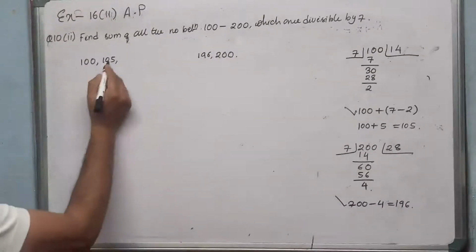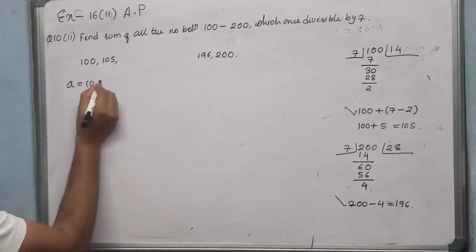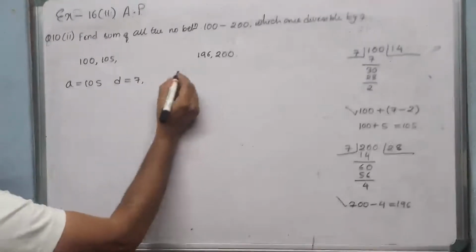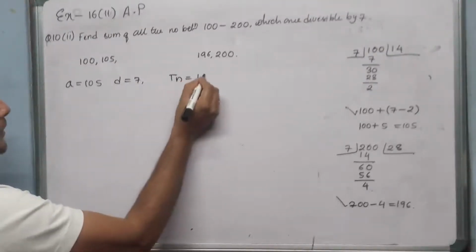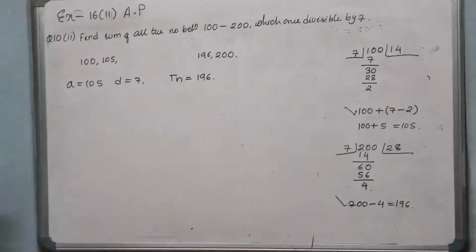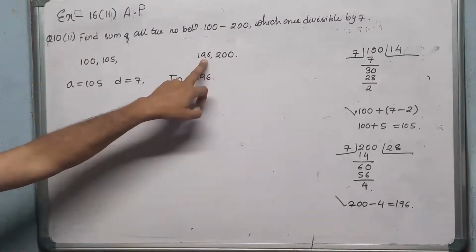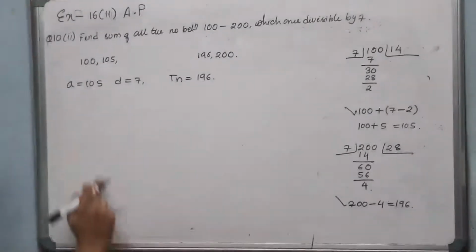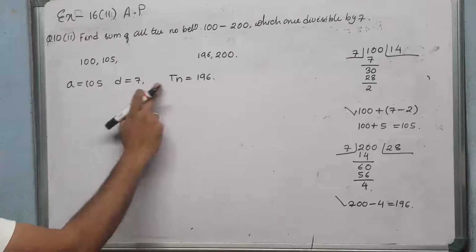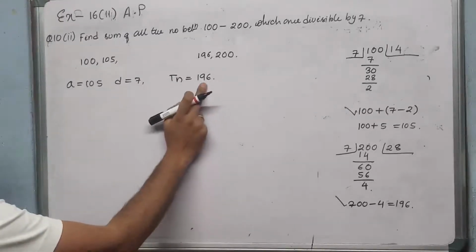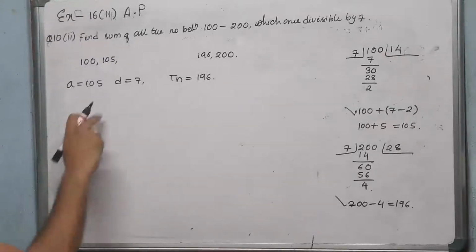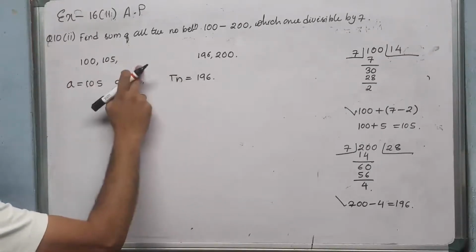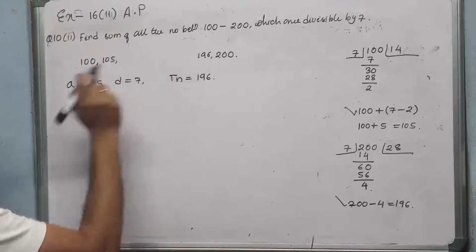Now, say over here, A is 105. Divisible by 7 means common difference is 7. And the last term, Tn, is 196, which is divisible by 7. Now we did this kind of question to find the sum of the terms. A is 105, D is 7, and Tn is 196. Then we'll calculate the number of terms. How many terms are there which are exactly divisible by 7?